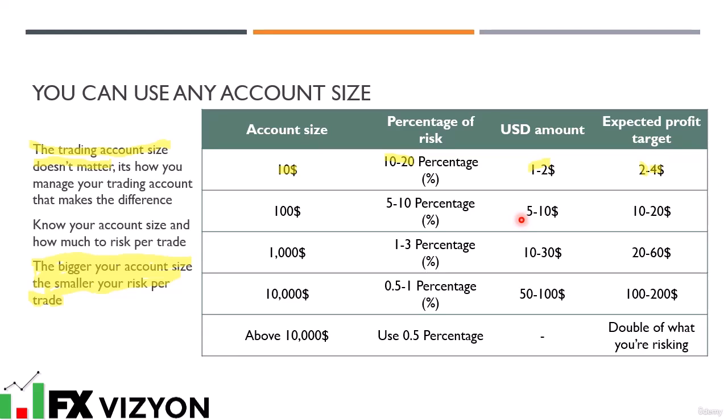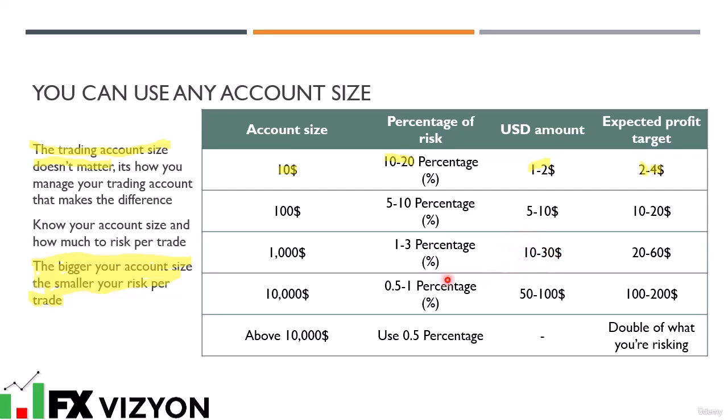If I'm trading a $1,000 account and I'm risking just 1%, which is $10, even if I have 10 losing streaks, which is 10, 20, 30, 40, 50, 60, 70, 80, 90, 100, I will just be losing $100 for 10 losing streaks, right? All right, 10 losing streaks is very hard to come by.